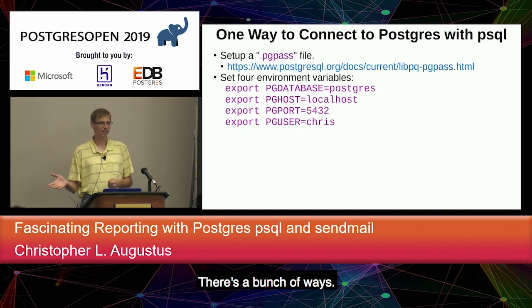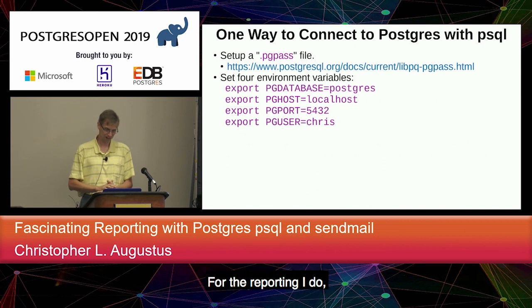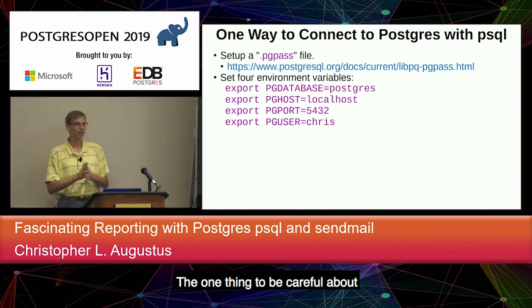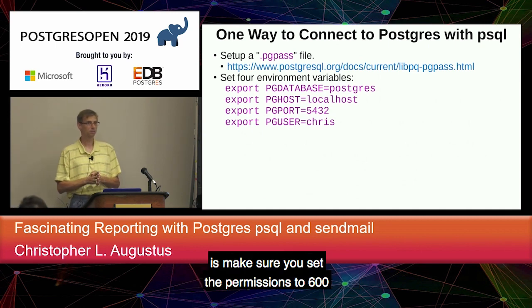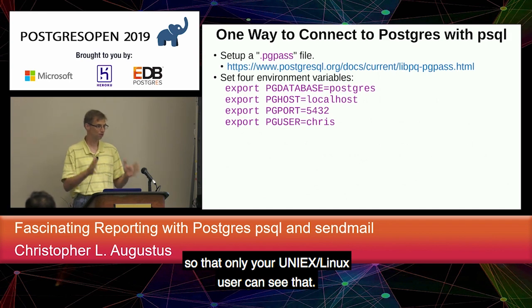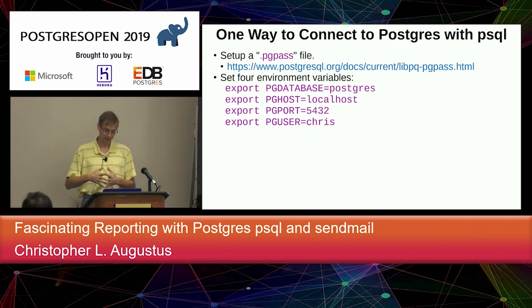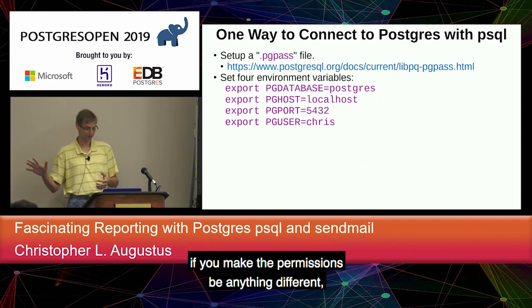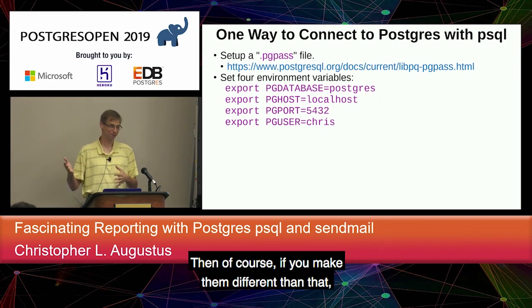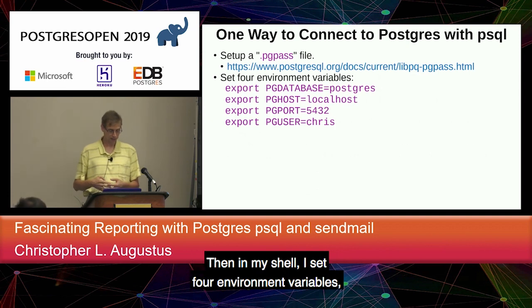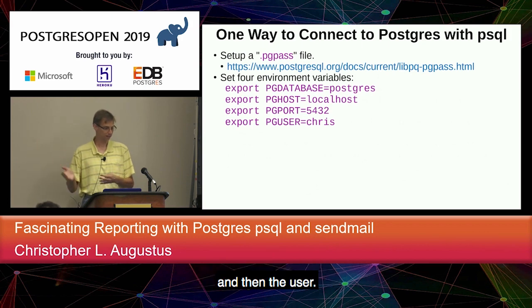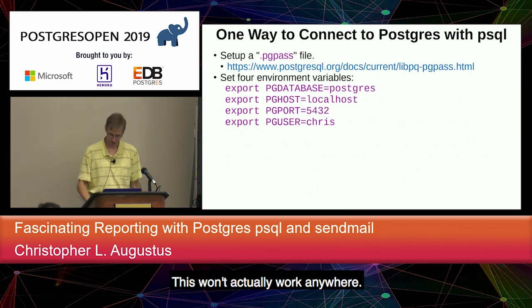So how do you connect to it? And there's a bunch of ways. And for the reporting that I do, this is the preferred way we do it. You set up a .pgpass file, and Postgres has great documentation on it. The one thing to be careful about is make sure you set the permissions to 600 so that only your Unix Linux user can see that. And it actually says in documentation, although I've not ever tried it out, if you make the permissions be anything different, it will ignore the file. And then, of course, if you make them different than that, someone else could easily get in there and see it. Then in my shell, I set four environment variables, which points to the database, the host, the port, and then the user. And these are, of course, faked users.